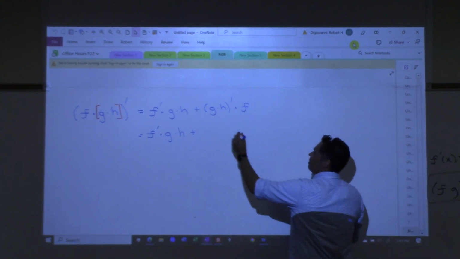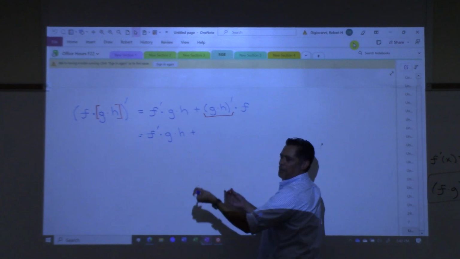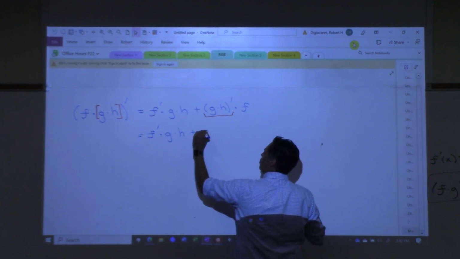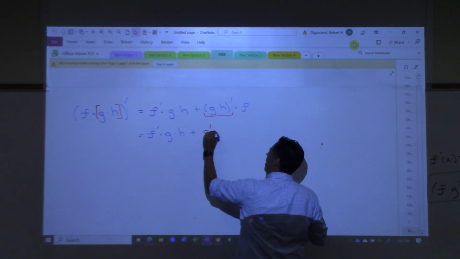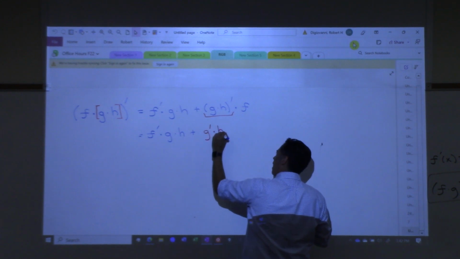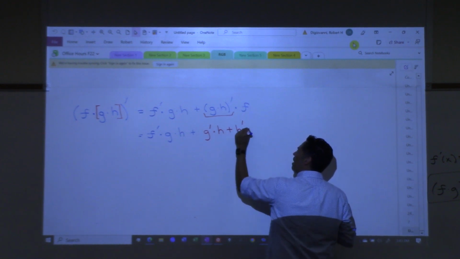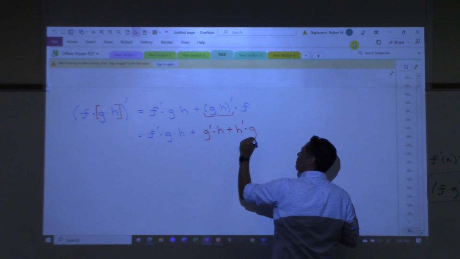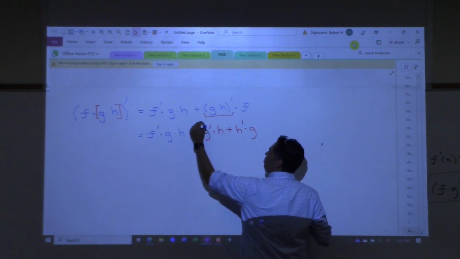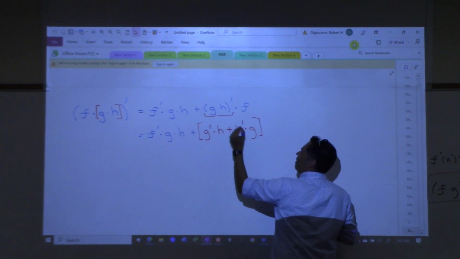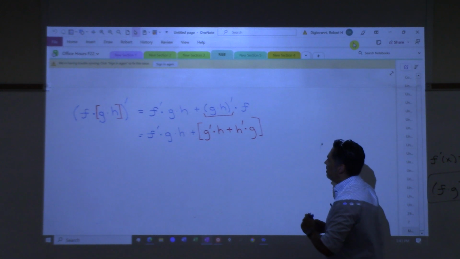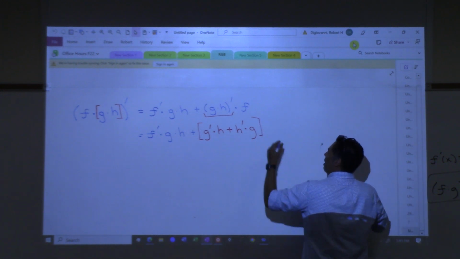So this is going to be f prime times g times h plus, how do you do this? The derivative of the first one, which is g prime times the second one, h, plus the derivative of the second one, h prime times g, right? But that's just that piece in red. What do I still have attached to the end of this? Times f.